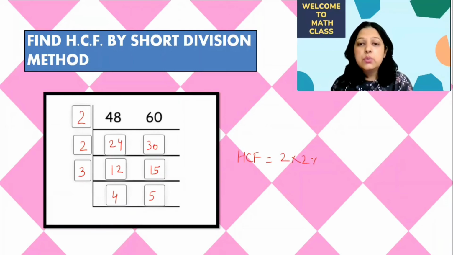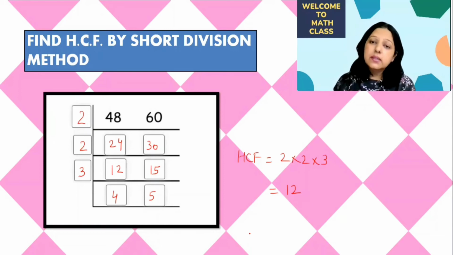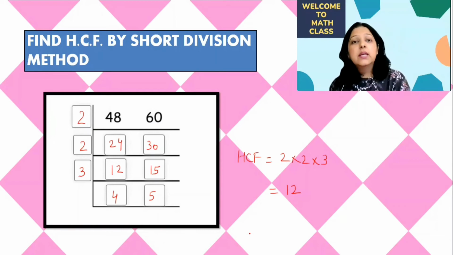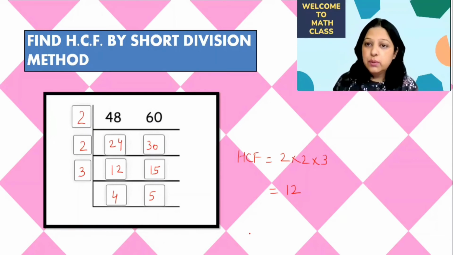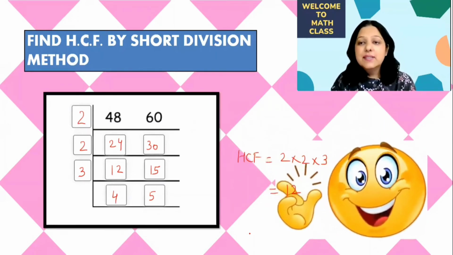2 into 2 into 3. Again 12. So in this case also answer is 12. So HCF of 48 and 60, by this method we are getting it as 12. Answers will be same whatever method you apply. It is your choice which method you want to apply in the question. Okay, so you can see Smiley is saying that our answer is correct.